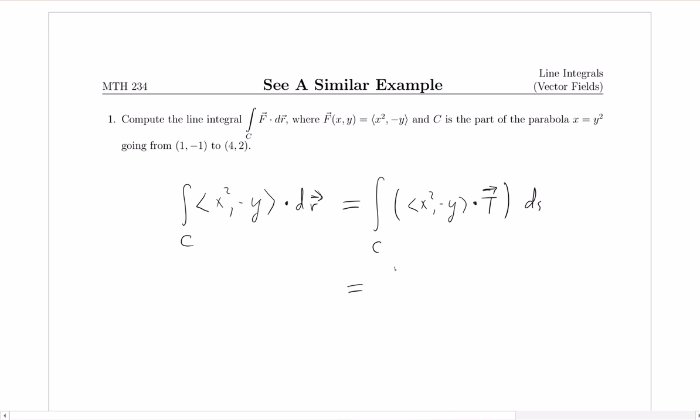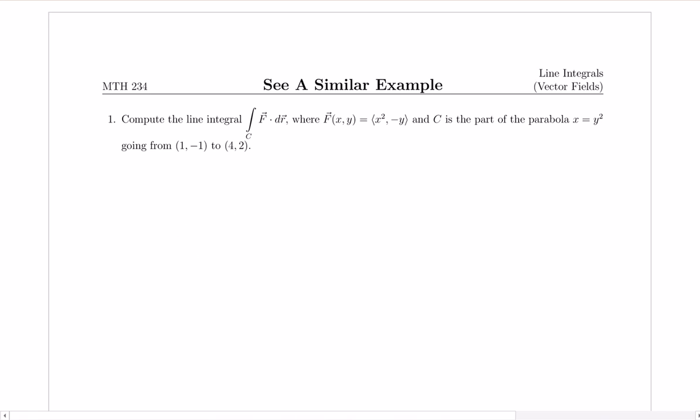And yet another notation is to write it like this. Write the x component, which in this case is x squared, dx, plus the y component, which is negative y in this case, dy. And this again means the same thing. But I sort of prefer this first notation, so I'll stick to that in this video. Okay.